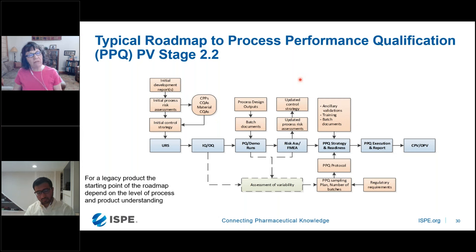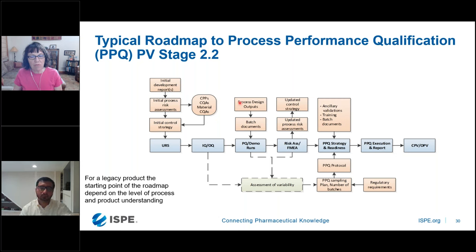That's a very quick overview of stage 2.1. How do we get to stage 2.2, or the process performance qualification stage? You can see here that we start with the initial development and the initial specifications, then do IQ and OQ. Again, these terms IQ and OQ can also be thought of in terms of verification from the last slide. There is a difference in terminology between the EMA and the FDA in the specific uses of these terms. Kate, you're able to talk about that a bit at the end. It suffices to say that here we're doing that verification.